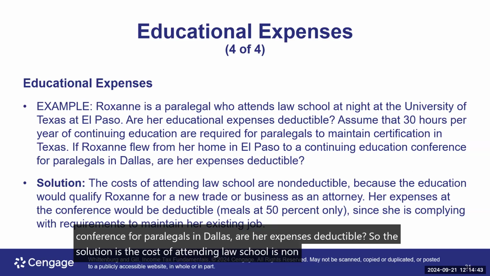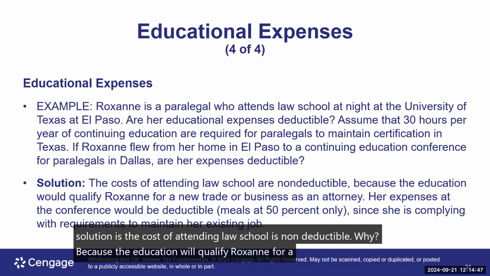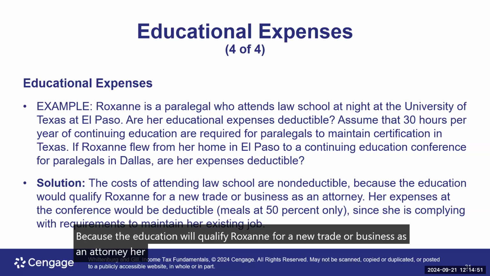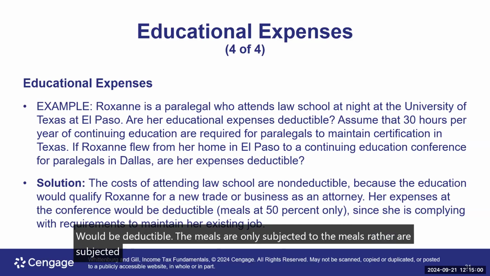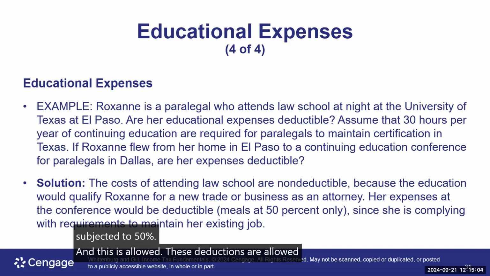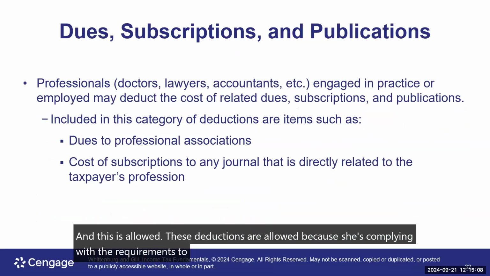Why? Because the education would qualify Roxanne for a new trade or business as an attorney. Her expenses at the conference, however, would be deductible. The meals are subject to the 50% limit. And these deductions are allowed because she's complying with the requirements to maintain her existing job.